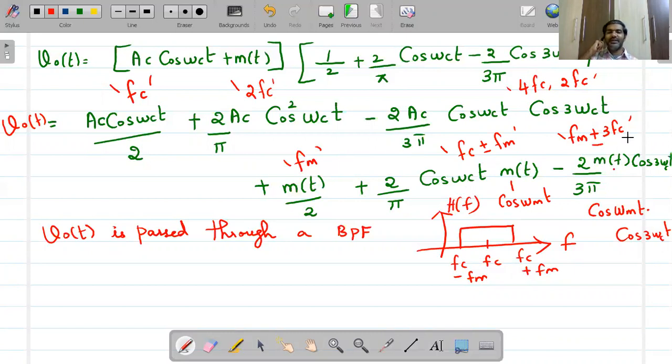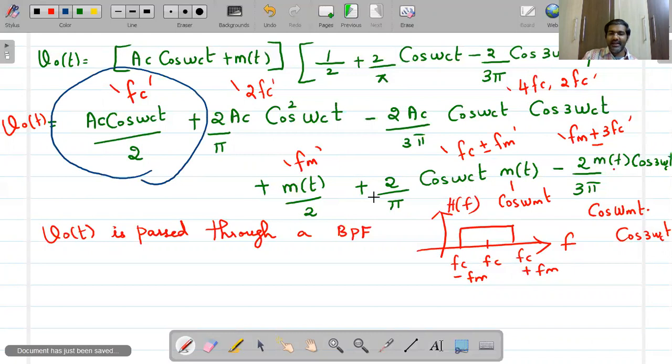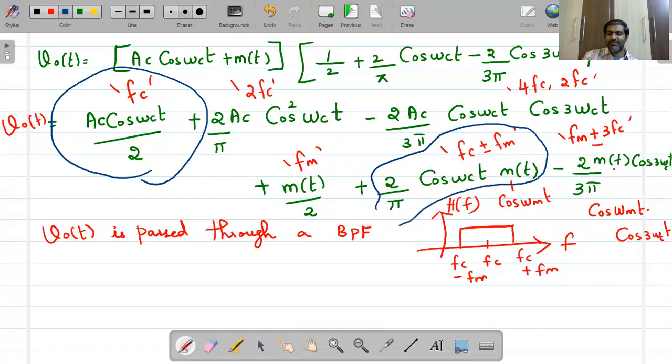Okay, and you know that band pass filter will allow only what frequency component? It will allow only fc and fc plus or minus fm. So you'll have this frequency component and this frequency component alone in your output of your band pass filter. So you'll have only two frequency components.